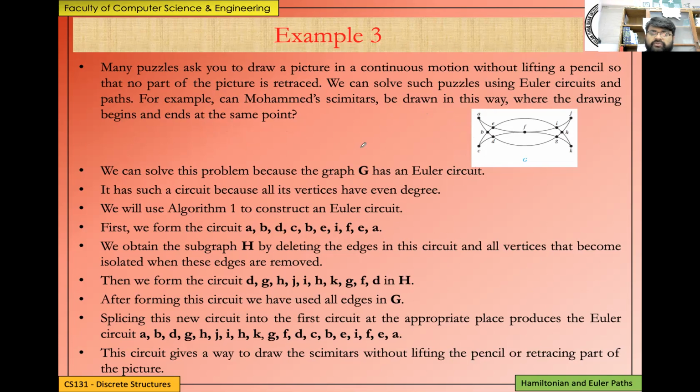For this, we're going to use algorithm 1 to construct an Euler circuit. First, note that there is no vertex here with odd degree. Since all the vertices of this graph have even degree, the graph G will have an Euler circuit. How do you find it? That is exactly what is mentioned here. So we use algorithm 1, and first we start with the first circuit.